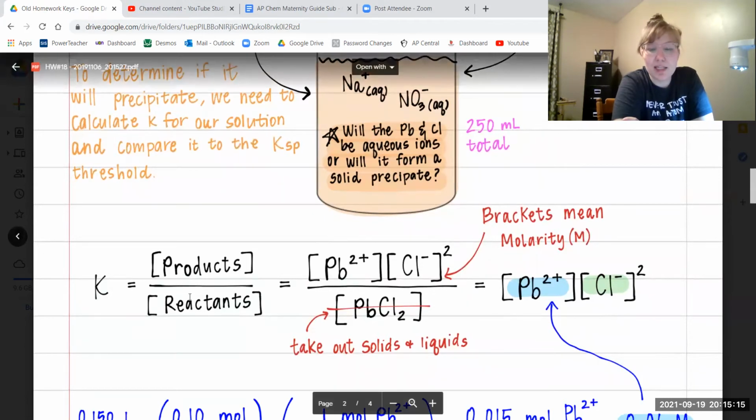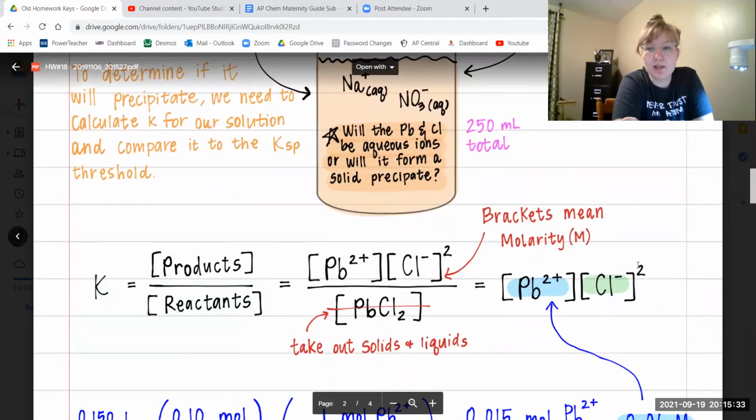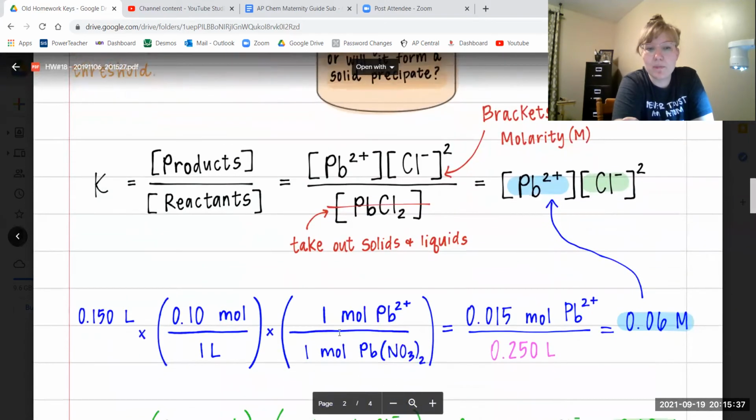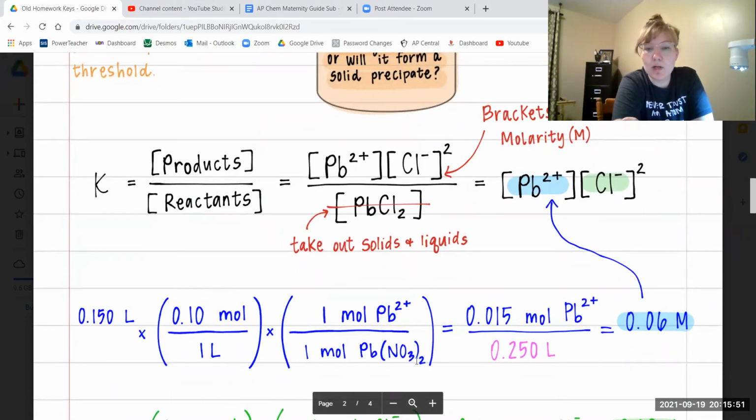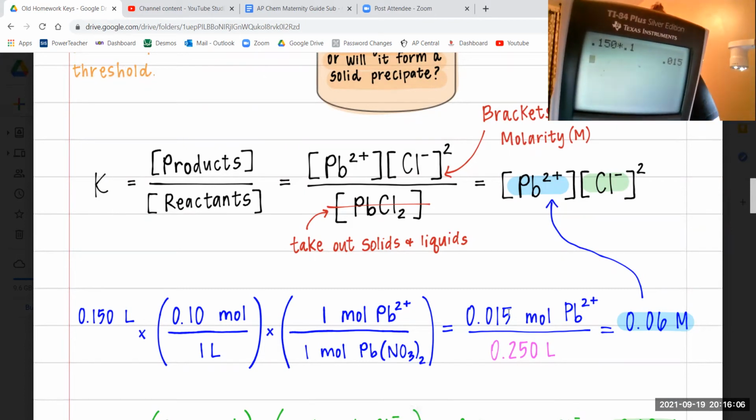K equals products over reactants. Wrote it down. Cl was squared. Take out solids and liquids. So it's just Pb2+ concentration, Cl- concentration squared. 150 milliliters, aka 0.150 liters, times the concentration, and the fact that every time one of these breaks apart, we get 1 of the lead. I got to 0.015. That's where I had just gotten to on my calculator, this many moles.